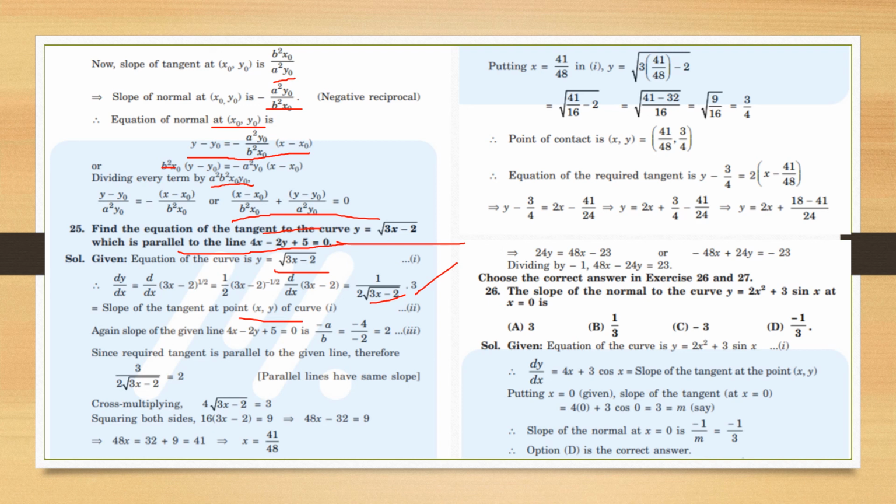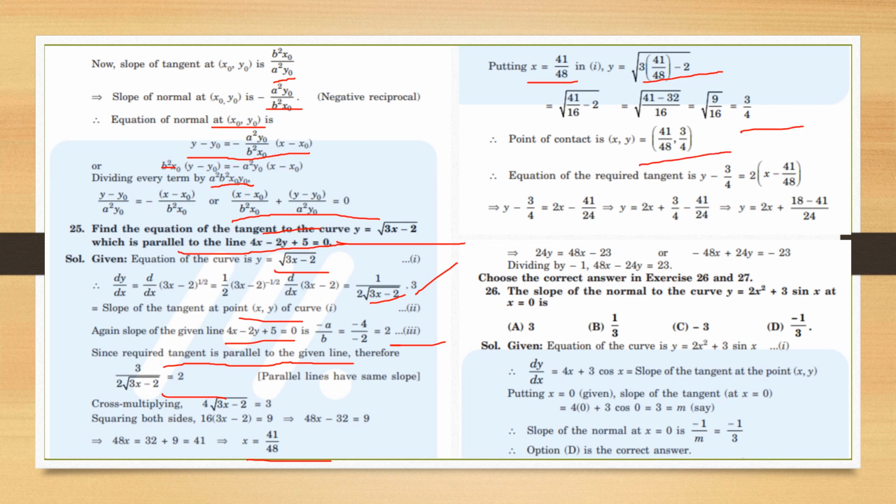The slope of the line, you can just express it in the form y equal to mx plus c, or you can get minus a upon b, which is 2. And the required tangent is parallel to the given line, so the slope of the tangent is equal to this one, 2. Cross multiplying, I'll get my x as 41 upon 48. So x is 41 upon 48, and y I can get by putting the value back here. So y is 3 by 4. So my point is (41 by 48, 3 by 4).